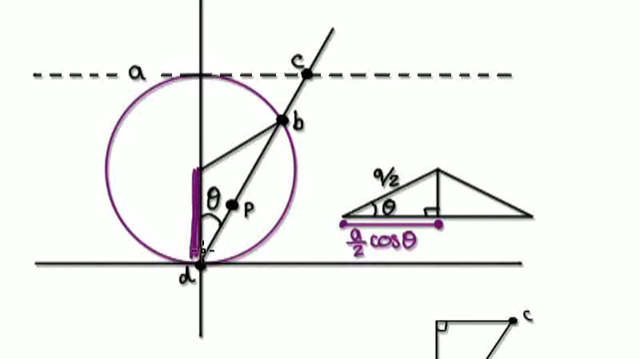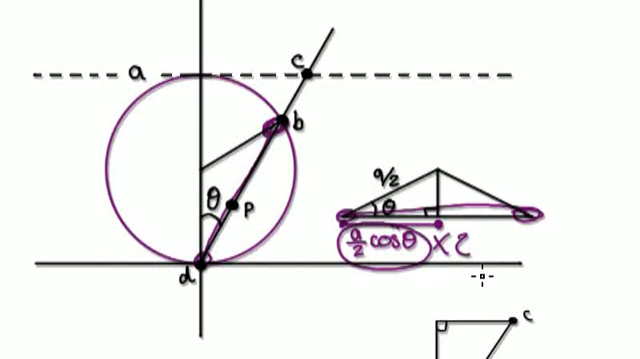Don't forget the length here is A over 2, which is this length here. So this length here must be this thing. Then if you want to know the whole length here, it would be this times 2. So that would then give you A cos theta.